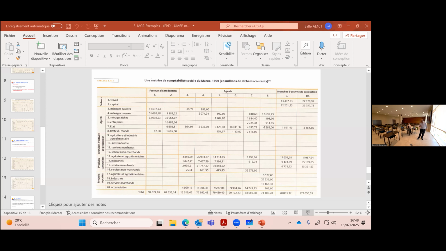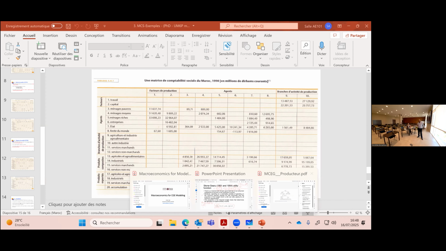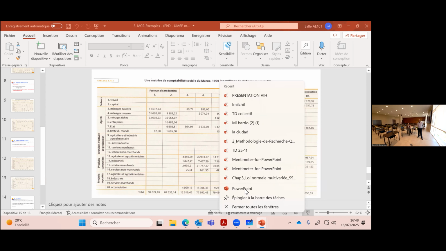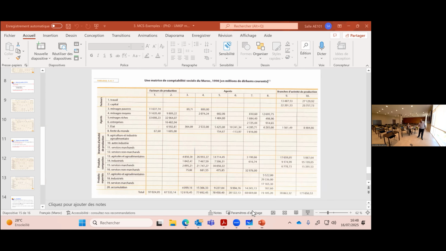Yes? No, I have a problem. I'm sorry. Can you see the matrix? No, there is a problem. I will reload. Sorry, we have to reload because you cannot see the matrix item.